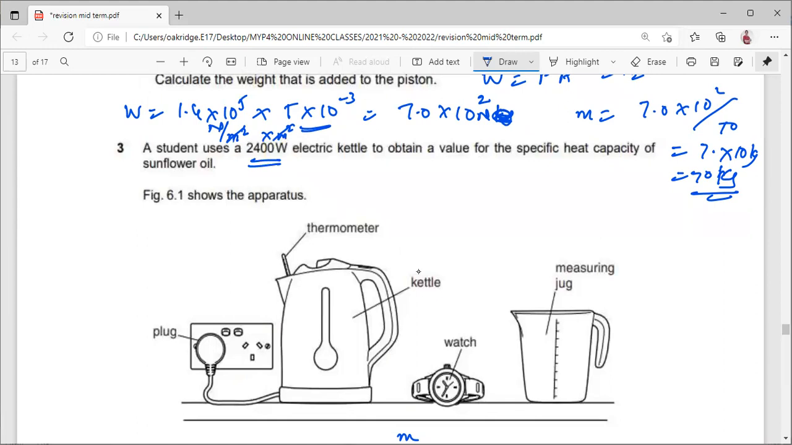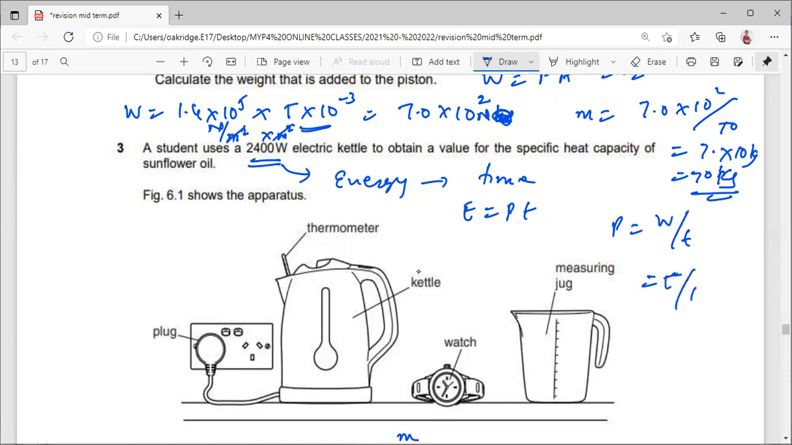Whenever there is a problem on watts, the first thing you should look at is that if watts is given, I should be able to convert it to energy. The next thing I should look at is the time given to you. Because if time is given, energy can be written as power multiplied by time. Power is the rate of doing work, work divided by time, and work is energy. So power is energy divided by time, so energy should be power multiplied by time.